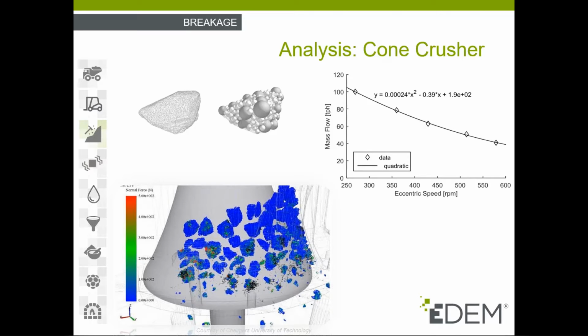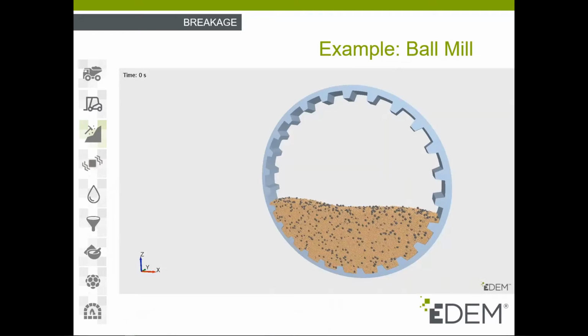This slide shows some data analysis of the same machinery, and the image shows a crushing process where particles were colored by normal force. You can see the graph on the right shows the mass flow through the cone crusher, and we can see that it decreases with eccentric speed. That is the rotation speed of the cone. It makes sense because the faster the cone spins, the less time the rocks will fall before being hit again by the cone.